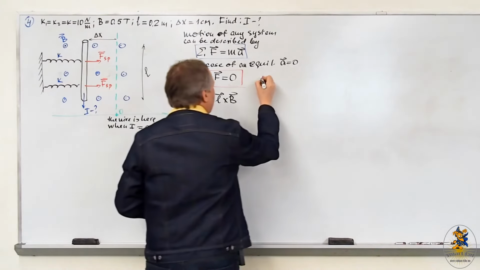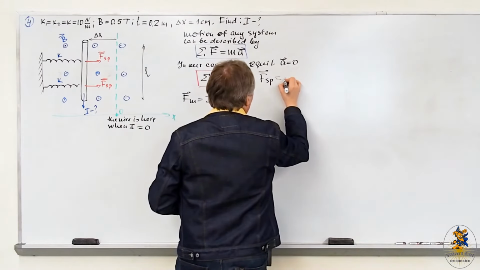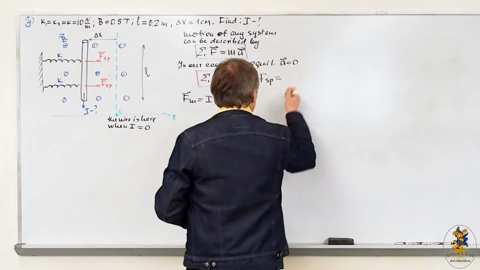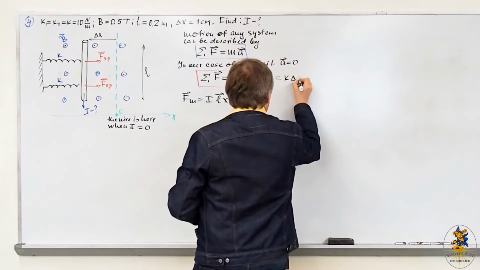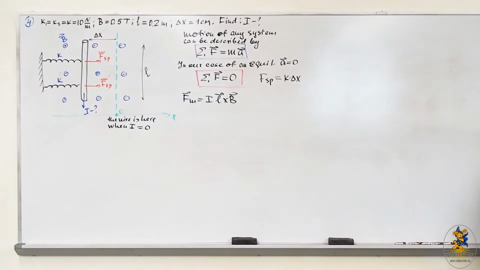Spring force is easy, right? So let me write F spring equals minus Kx. Let me write the absolute value, because we will discuss K delta X. Absolute value. We see the direction.